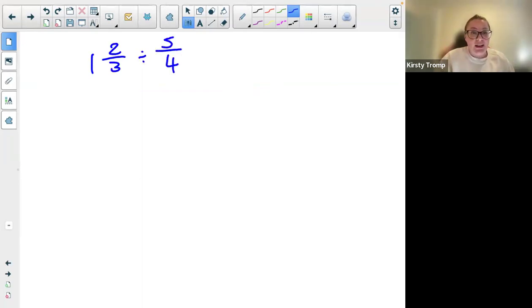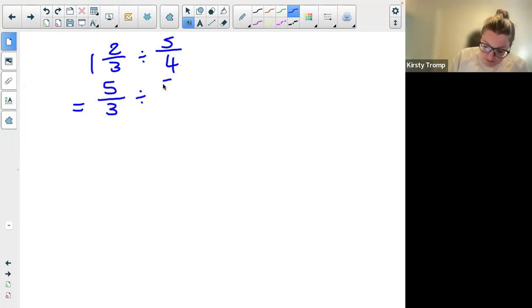I've told you guys before, I don't like using improper fractions. I think, not improper fractions, mixed numbers, sorry. Mixed numbers are the worst. They make my life so complicated. When I try to put a mixed number on a calculator, it gets super complicated. I hate mixed numbers. So the first thing I always do is get rid of this mixed number. So 1 times 3 gives me 3, and 3 plus 2 gives me 5/3 divided by 5/4.